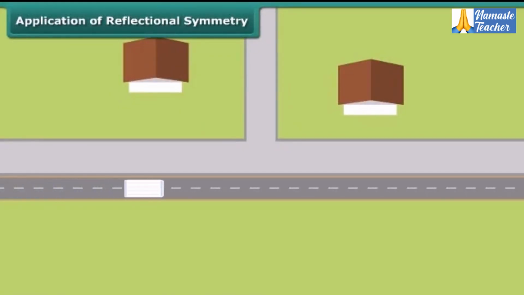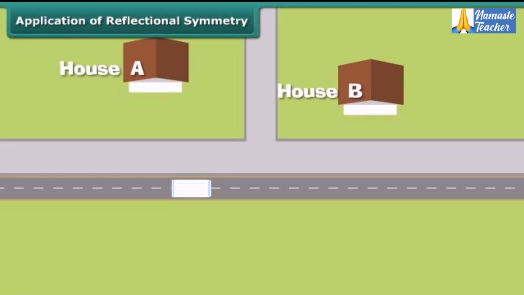Shyam, a milkman, wants to park his van at some point on the street and distribute milk to houses A and B. Can you suggest to him where he should park his van so that his walking distance from the street to the houses A and B will be least?